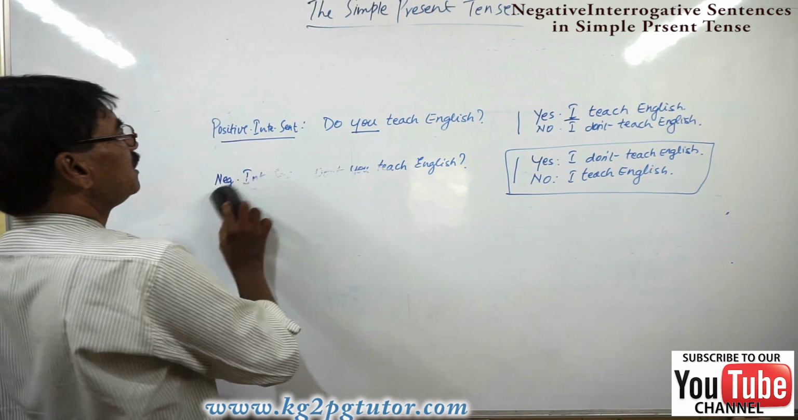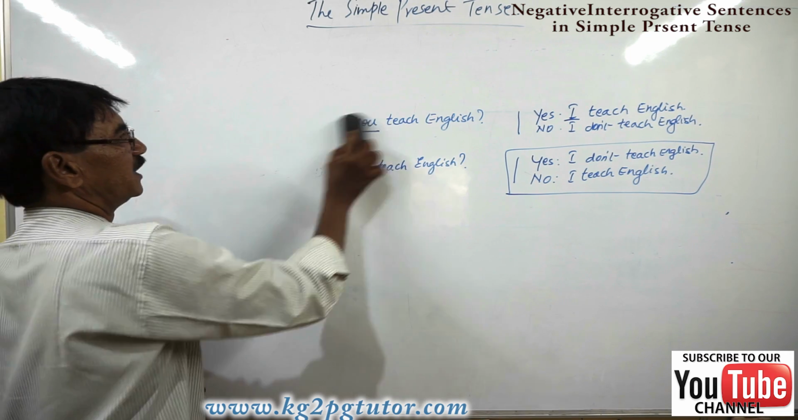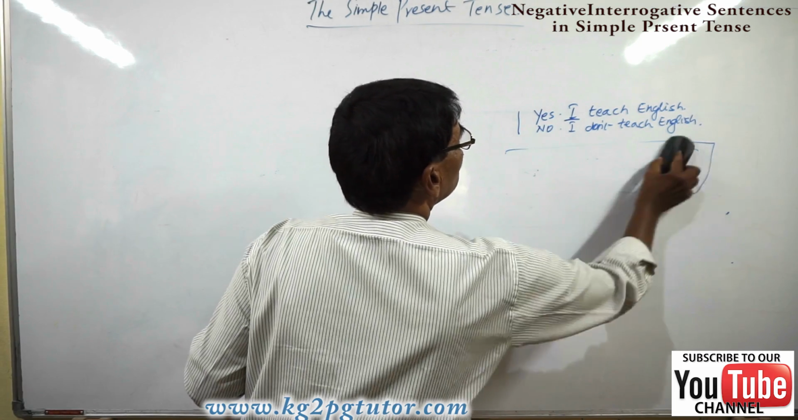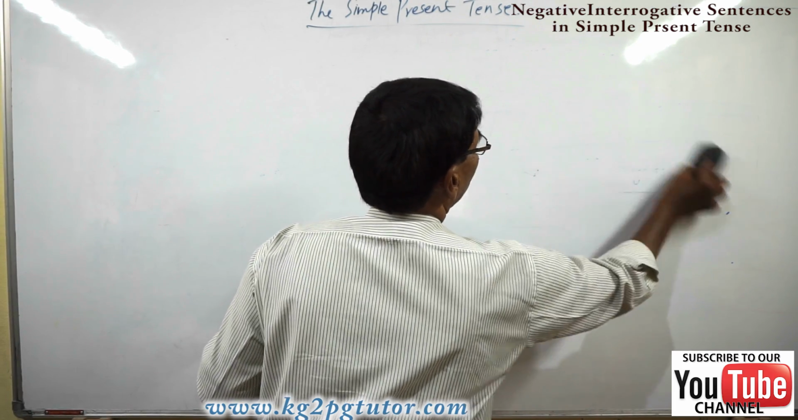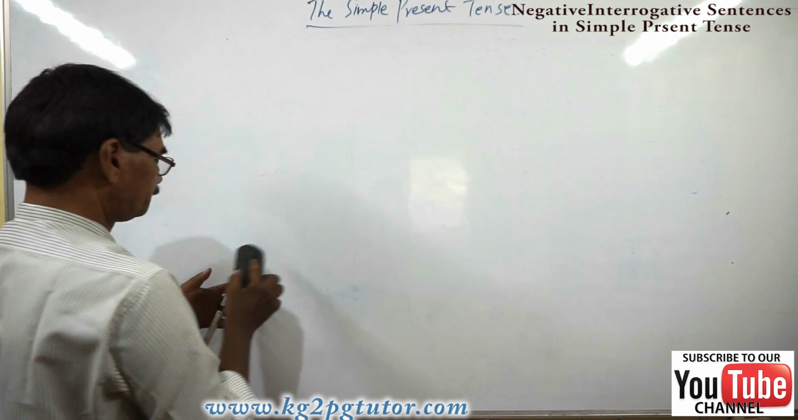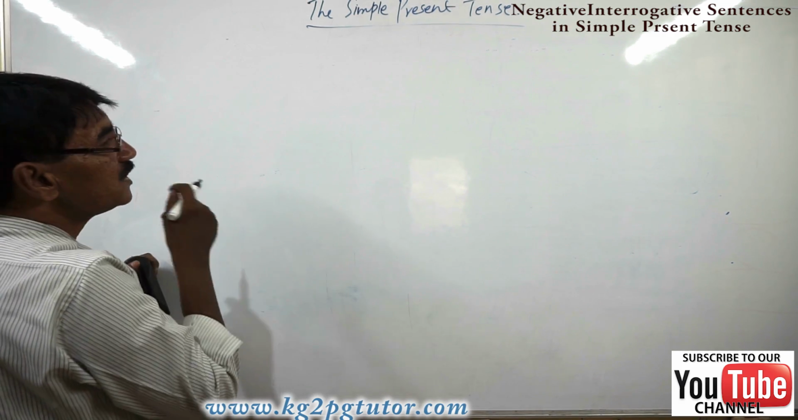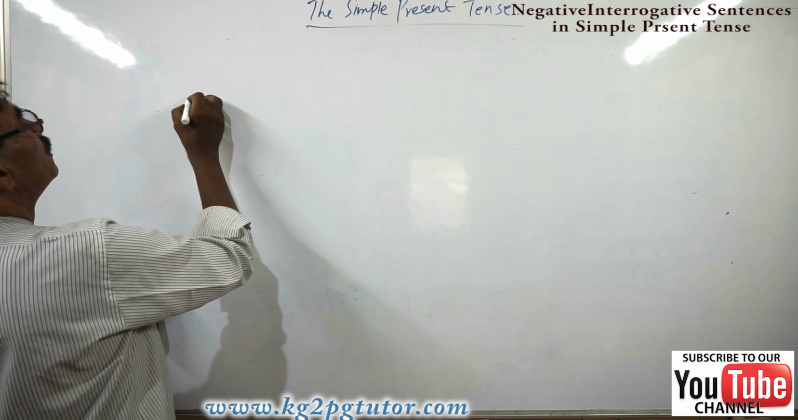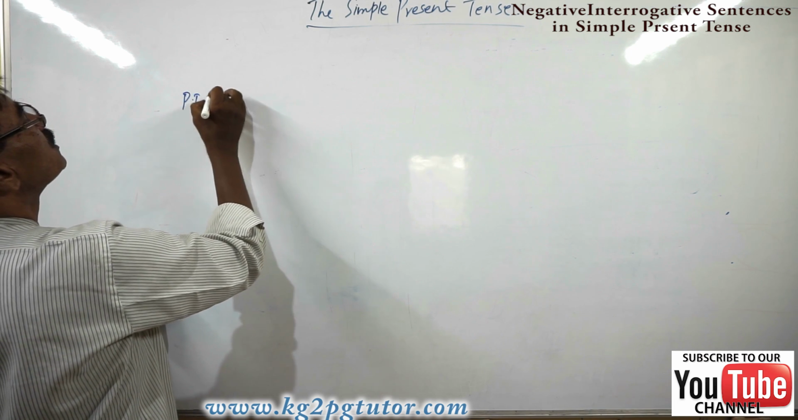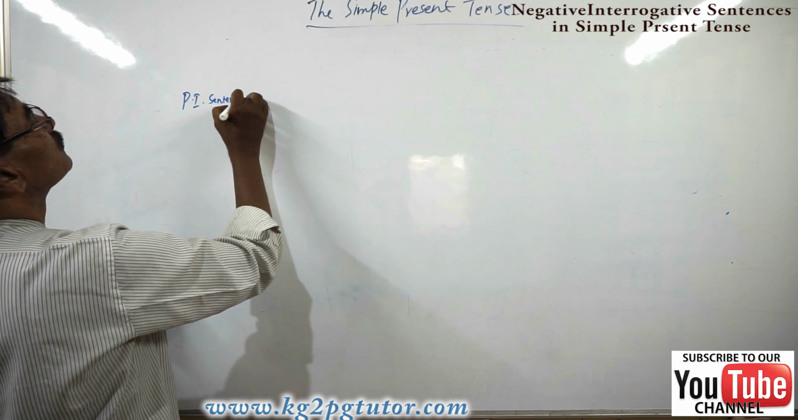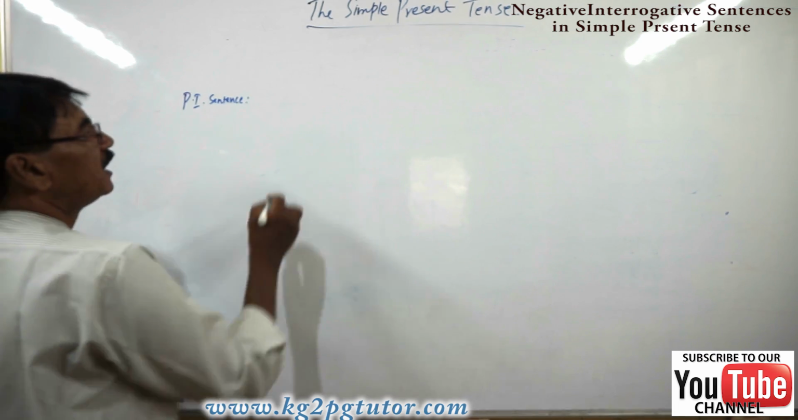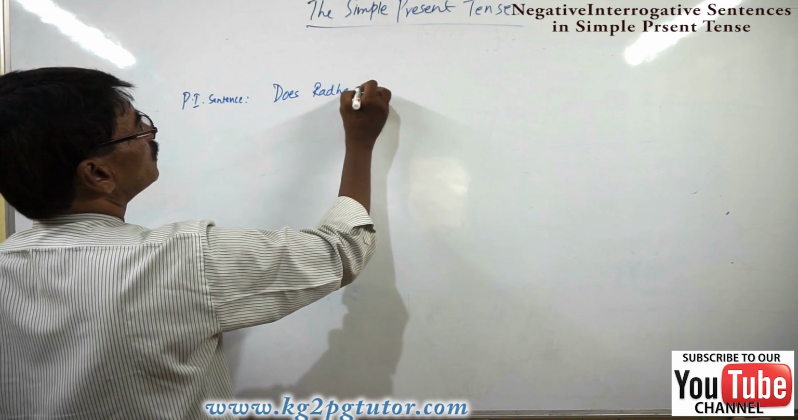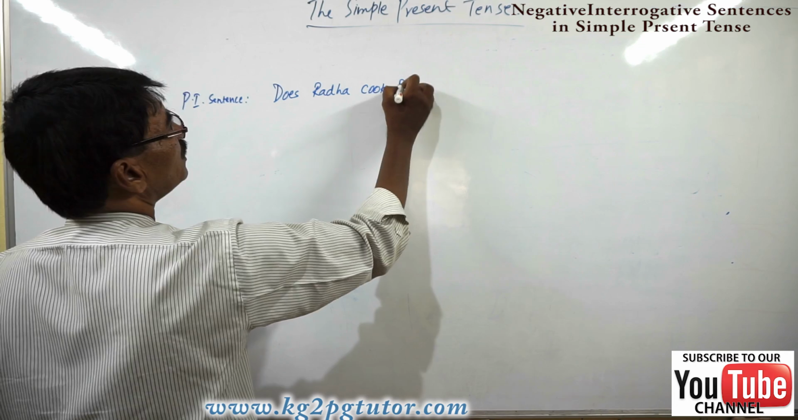Okay? Now, let us see before I use another different one. For example, I have used I. Let us take Radha, a third person singular. Here I have taken first person singular. Now we are going to take third person singular. Okay? Positive interrogative sentence. What was this? Does Radha cook biryani?